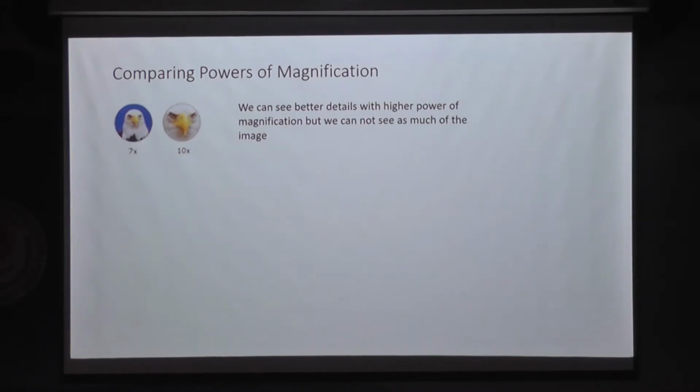Comparing powers of magnification: if I am seeing something at 7x and something at 10x, 10x means ten times and 7x means seven times. When I use lower power, I can see more of the structure and more of the field, but not more details. If I go for higher magnification, I can see more details, but I am not able to see the complete structure. Here I see the bird with the complete face. On the second side, the face is reduced, meaning details are more but the field available is less.